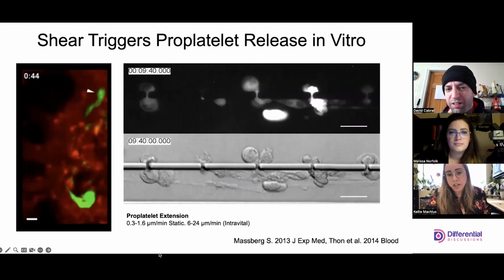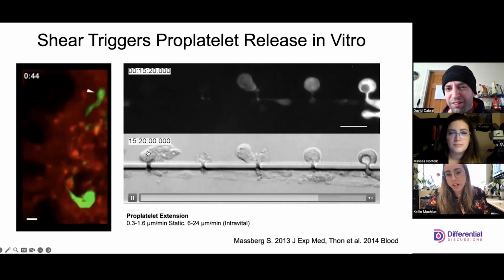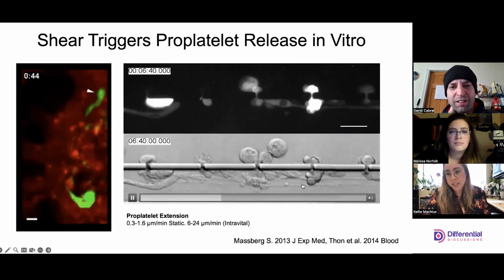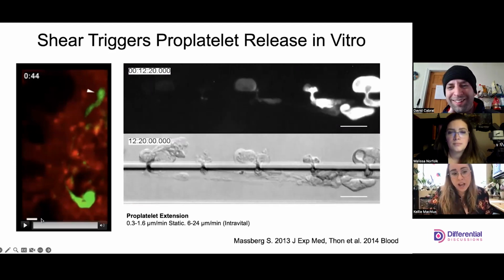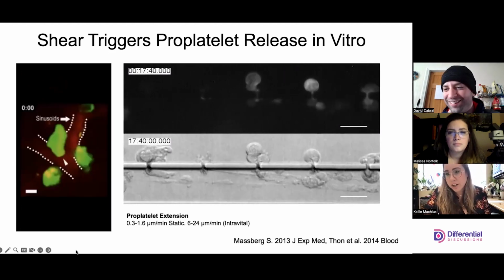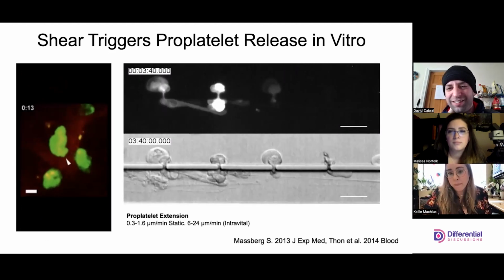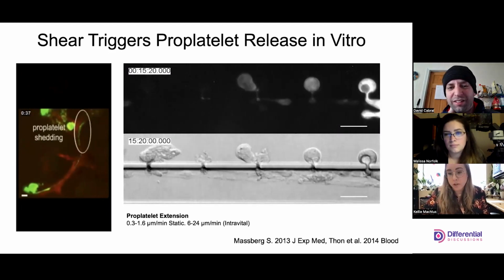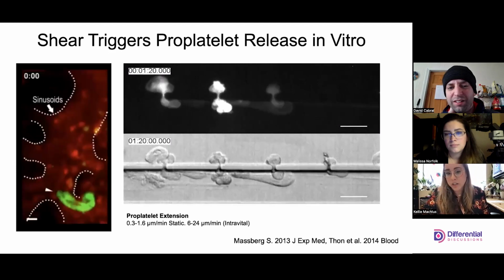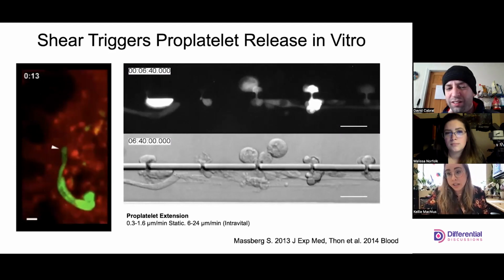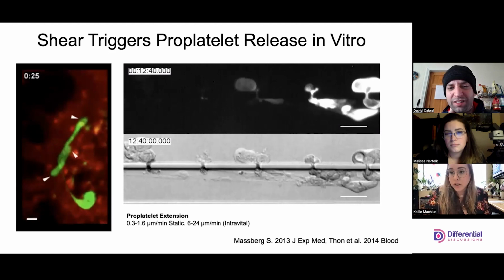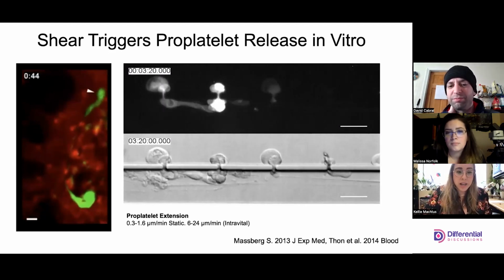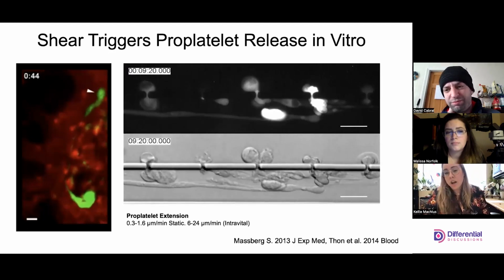So this is a bioreactor that we have where you seed megakaryocytes in the top, and you can see that they'll make proplatelets in the direction of flow. And it looks very similar to in vivo. Whereas in culture and in vivo, we don't really know when they're going to make proplatelets, it's pretty obvious that shear will induce them to do it, which is interesting. And people have taken advantage of that.